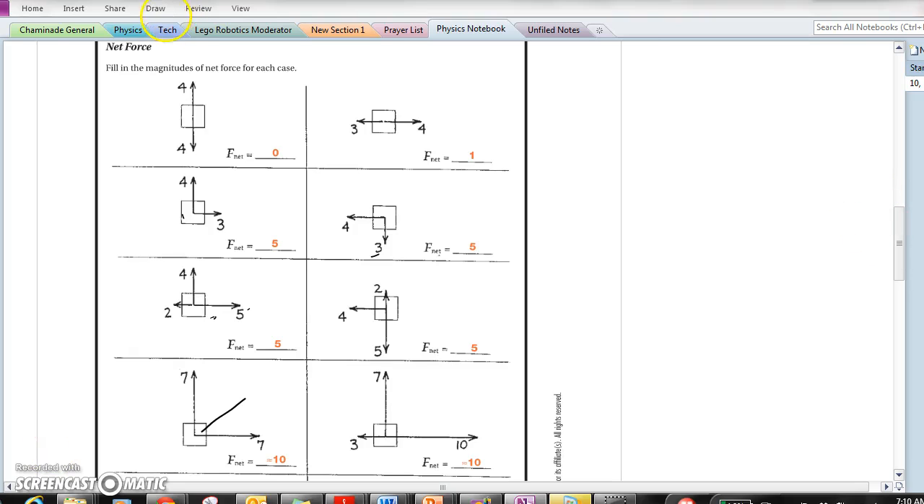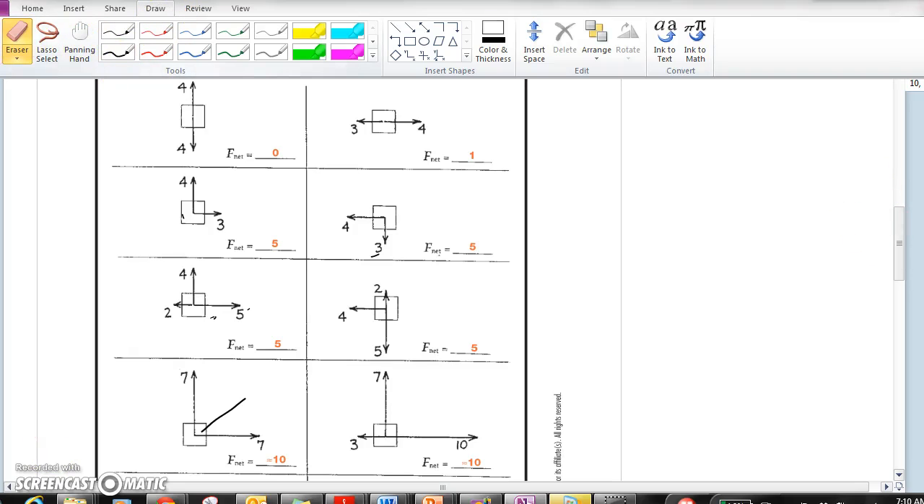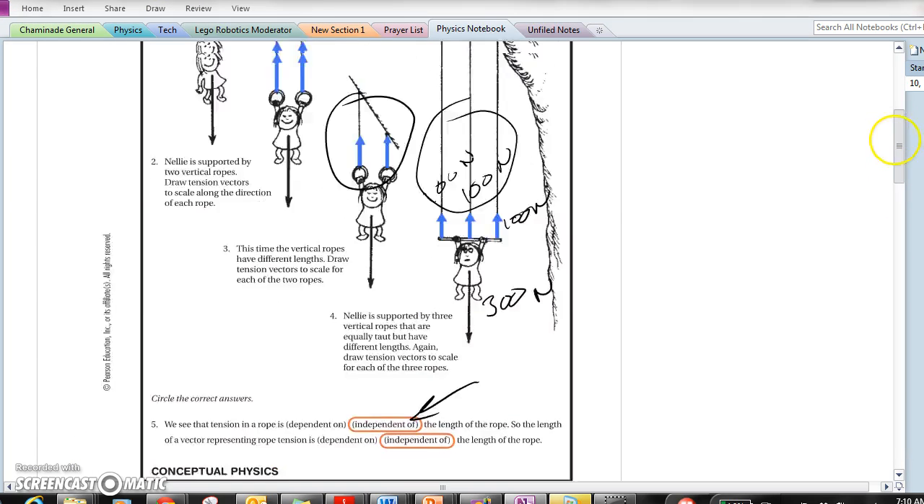Alright, gentlemen, I know some of you had some trouble with this the past 2 nights, so I'm going to kind of go over these with you.